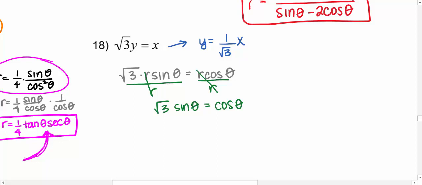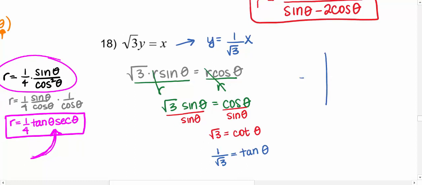So for example, I might divide both sides by sine theta. And so I have square root of 3 equals cosine of theta over sine theta, which is cotangent of theta. If you're not familiar with that, because I will solve this for theta, you might reciprocate the left and reciprocate the right. So if cotangent theta is square root of 3, I then know that tangent of theta should be 1 over square root of 3, and I can think of what theta gets me to that.